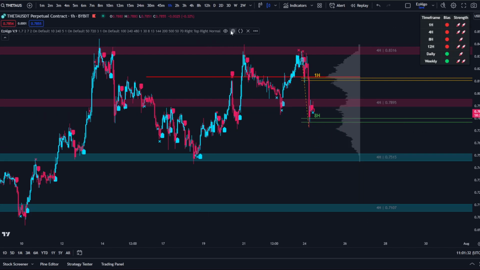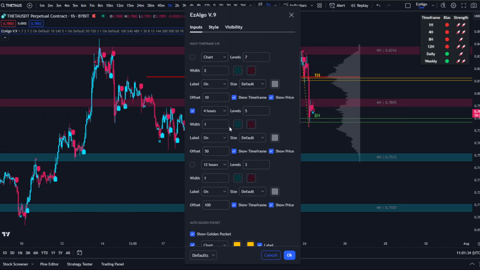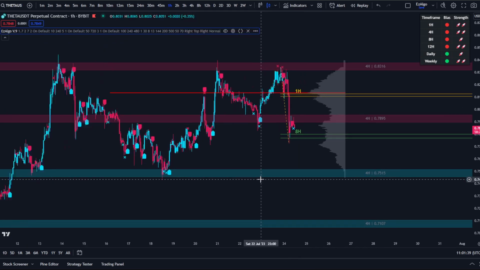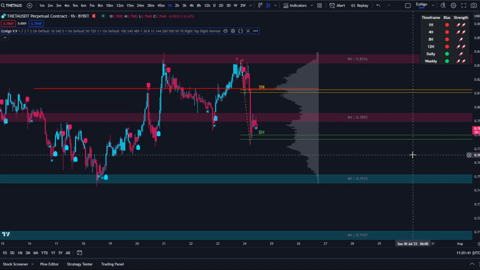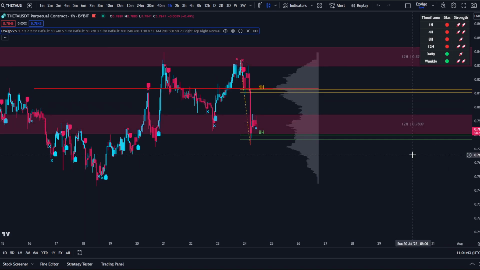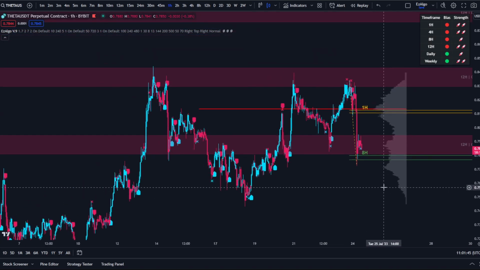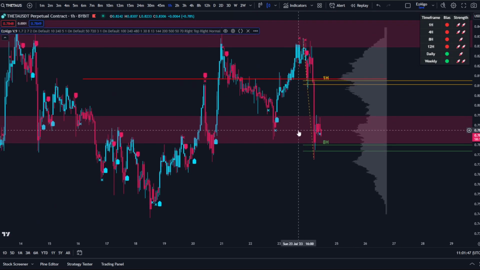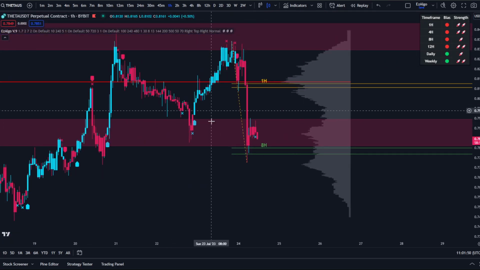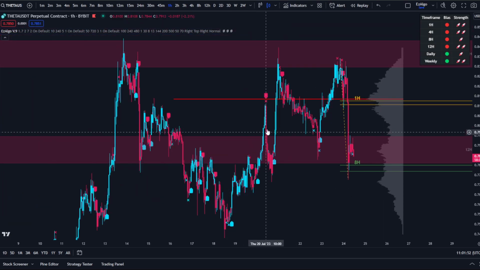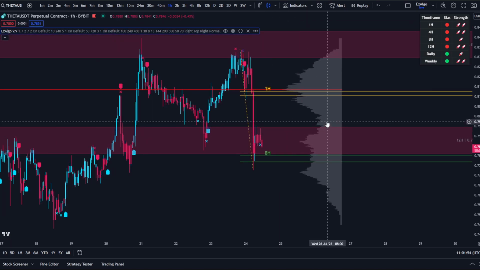I do want to go over one more thing very briefly regarding these higher time frame zones. So if I turn on the 12-hour zones, and keep in mind, I'm on the 1 hour time frame, you'll notice that these zones are pretty big, right? And people have been saying, I don't really like how big these zones are. The width is only 1. I can't really get a good idea of where to take a trade because the zone is just too big.